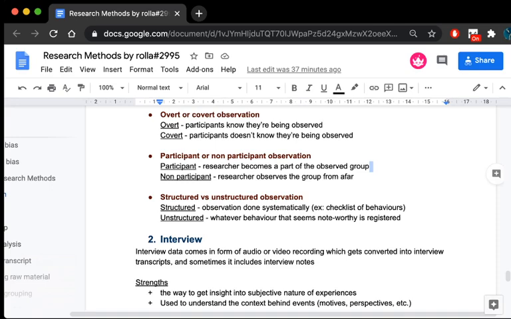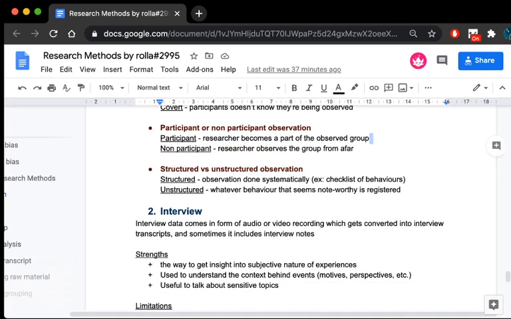And there's also structured and unstructured observation. Structured observation is when it is done with a checklist of behaviors. So maybe you already anticipate the behaviors, or you want to find out what kind of behaviors you can observe, so you already have a list. But then there's also unstructured observation, when whatever behavior seems interesting or noteworthy is written down by the researchers, so it's all up to them.